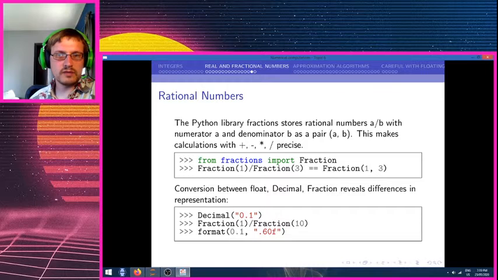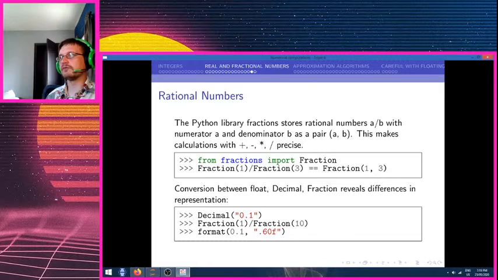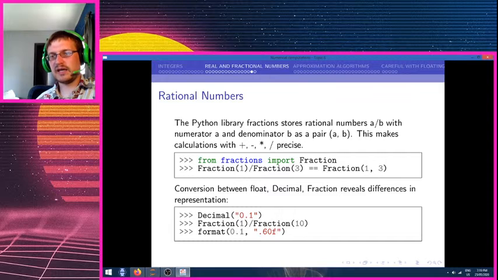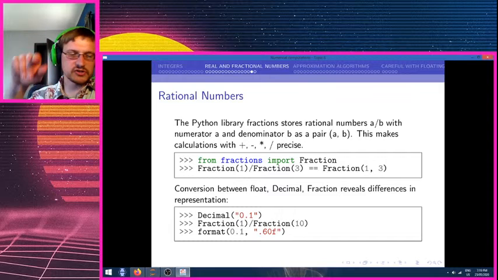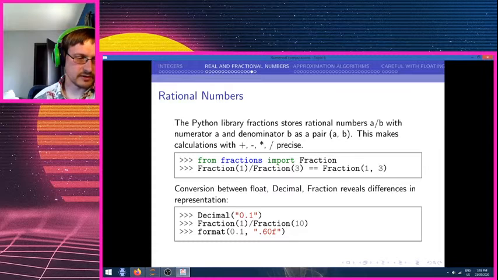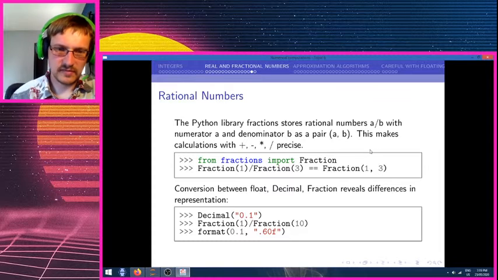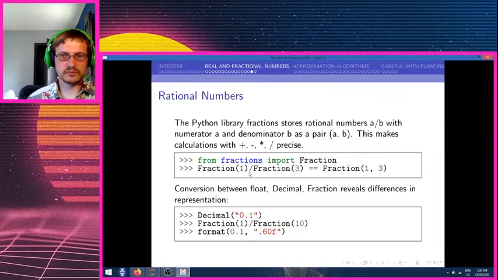So if you would rather not have all of your fractions evaluated, then you can actually represent rational numbers in a manner which preserves both the numerator and the denominator. So this is the fraction representation. So fraction 1, fraction 3, if you divide them, you get fraction 1, 3. So there you go.